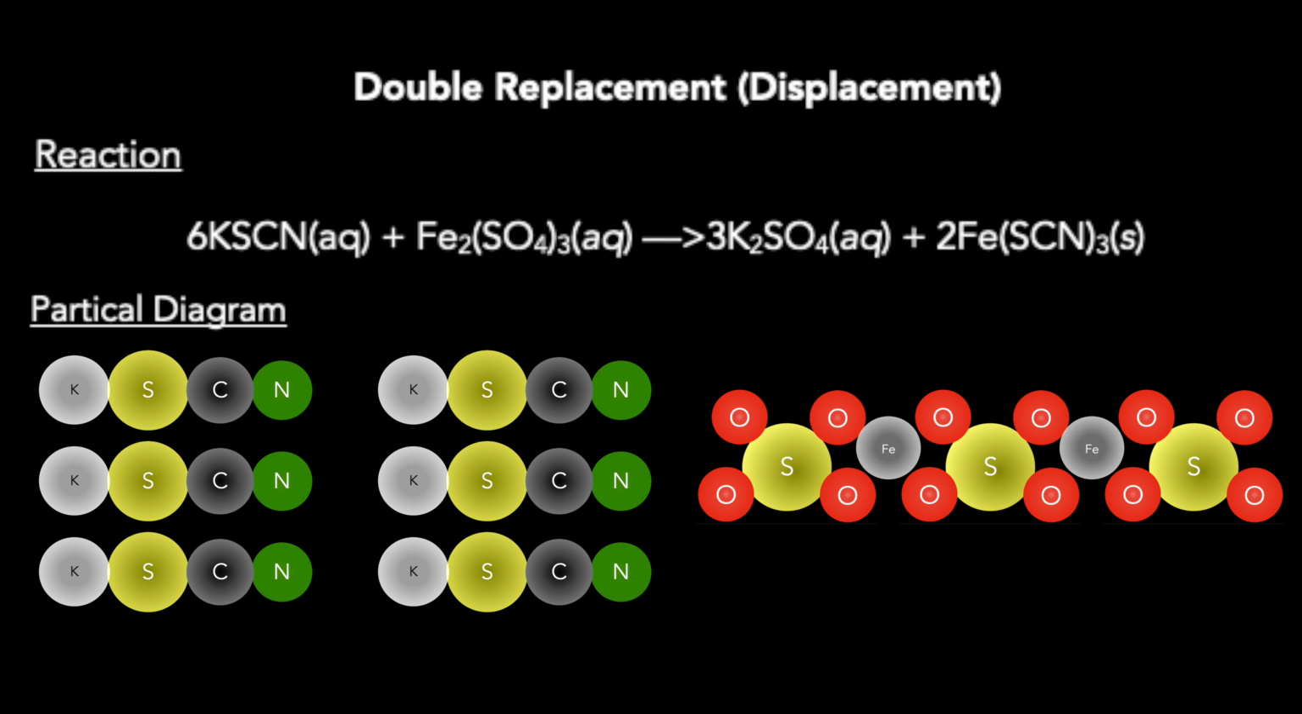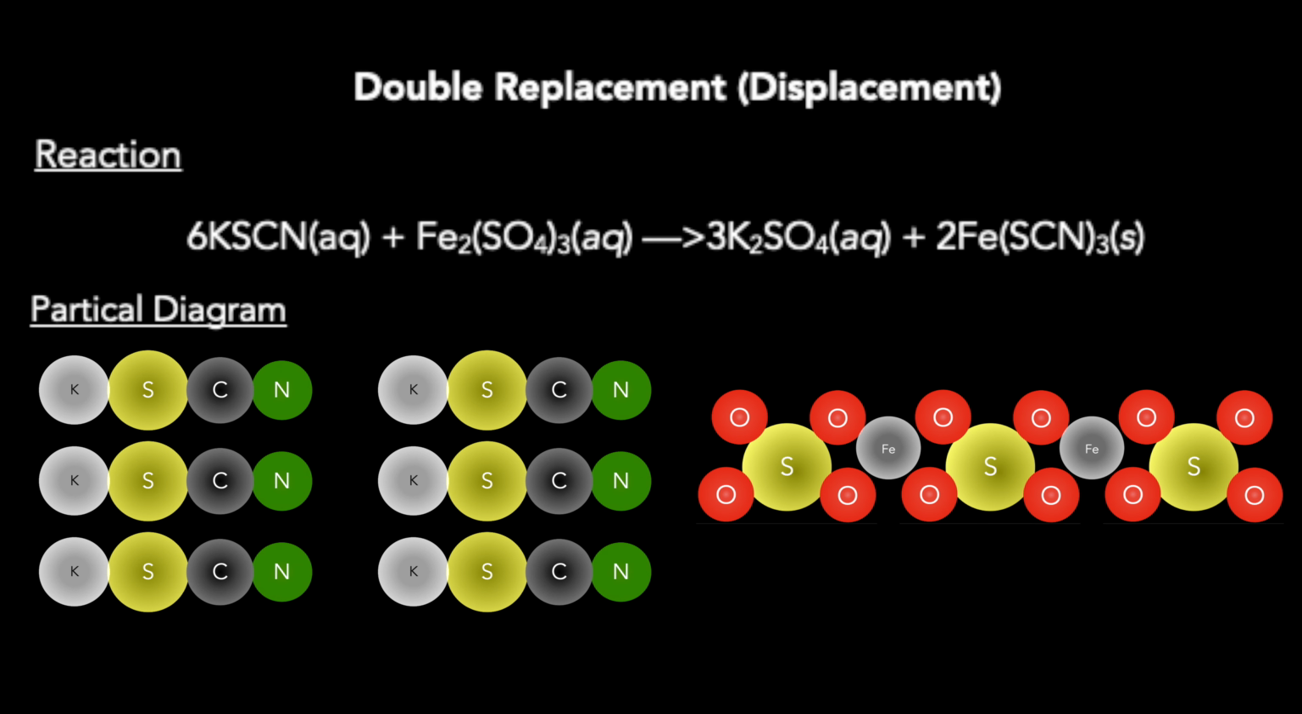Now let's go ahead and take a look at our actual reaction that was demonstrated with an overall reaction and particle diagram. As is generally the case with the actual reactions, we have to take a look at the balanced reaction, which always consists of the stoichiometric proportions. In this case, we have 6 potassium thiocyanates that react with 1 iron 3 sulfate.